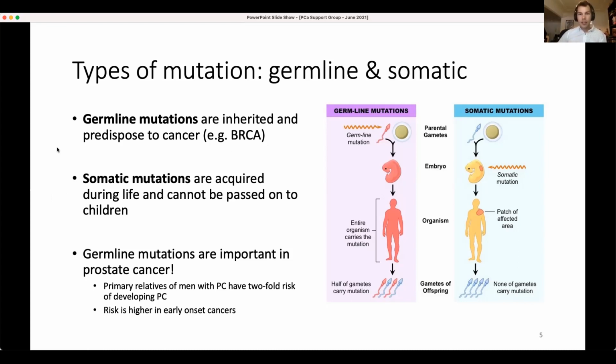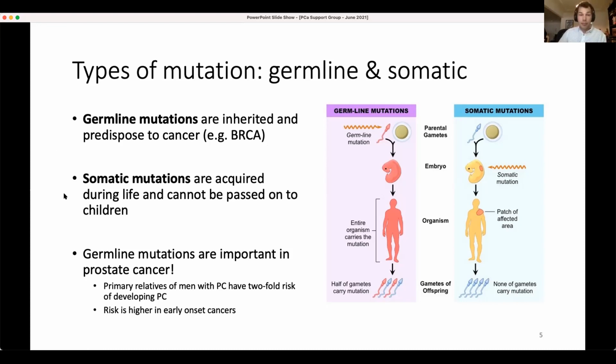The other side of this are somatic mutations. So these are mutations that are either acquired due to exposure to chemicals or happen spontaneously. But the key distinction is that these mutations cannot be passed on to your children. So these happen during, or these are acquired during a patient's lifespan.